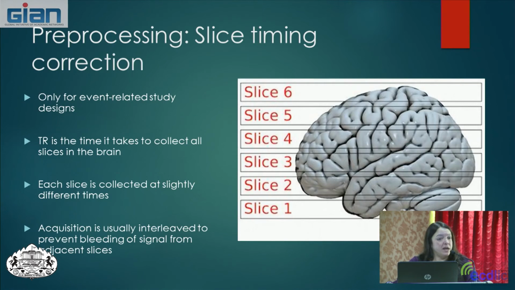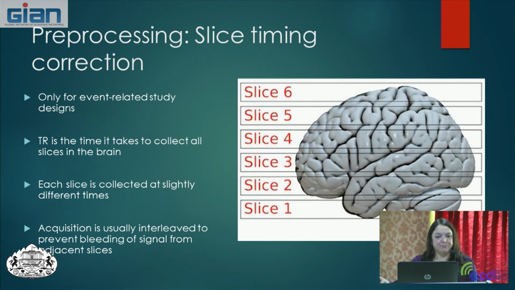Okay, so once we get our images into a format that we can read into our software, the first thing that we often do is what's called slice timing correction. We only have to do this for event-related studies. We don't do this for block designs because we sort of smear all the time together in the block design and chunk it as one time.